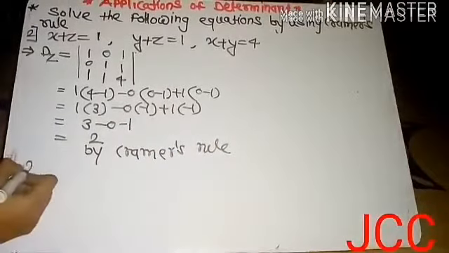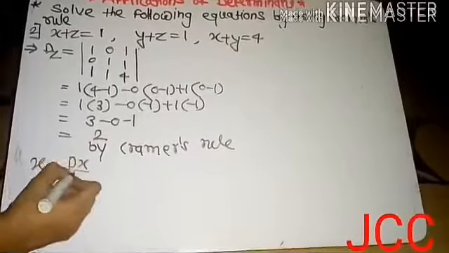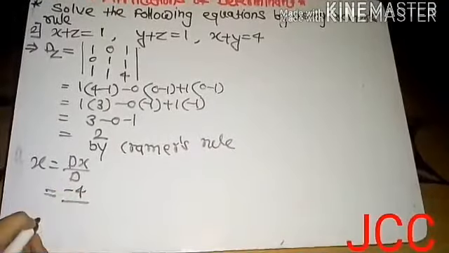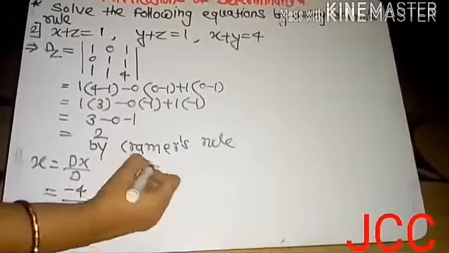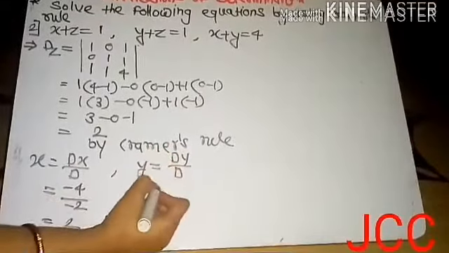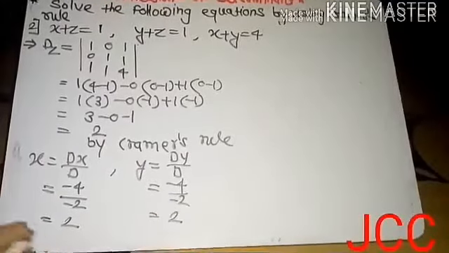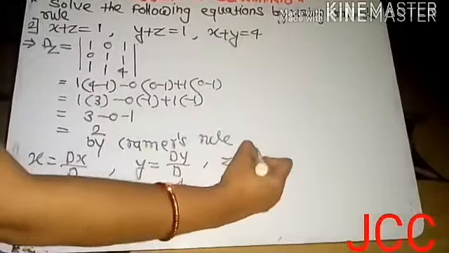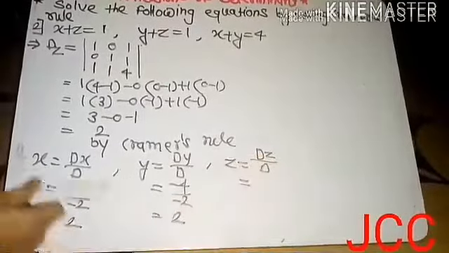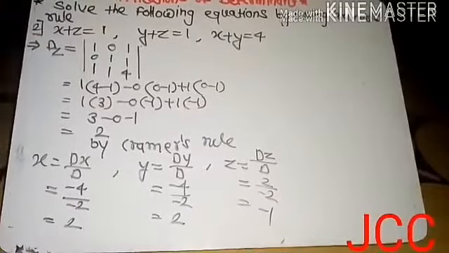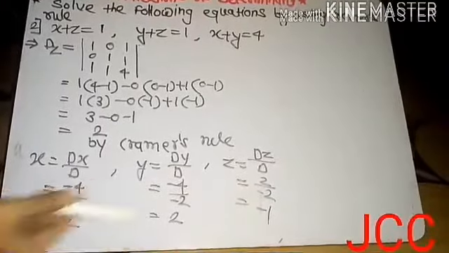And Cramer's rule is x equal to dx upon d. The value of dx is minus 4, the value of d is minus 2, that is equal to 2. Now y is equal to dy upon d. The value of dy is also minus 4, d is minus 2, that is equal to 2. Then z is dz upon d. dz is 2, d is also minus 2, 2 upon minus 2 is minus 1, and therefore the solution of this equation is 2, 2, minus 1.